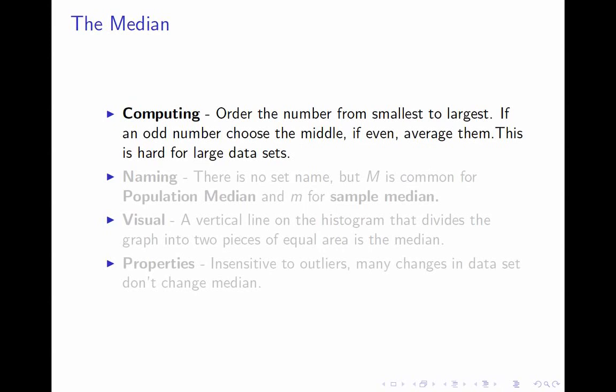Here's how you compute the median. You order the numbers from smallest to largest. If there's an odd number, like in our first example there were 7, you just pick the middle value. If there's an even number, there's no middle value. There's 2 middle values and you average them. Okay? We're not going to do this by hand in anything more complicated than the first example we did, so I'm not going to go into great detail. But I will say that to do this by hand for a large data set is actually really hard.